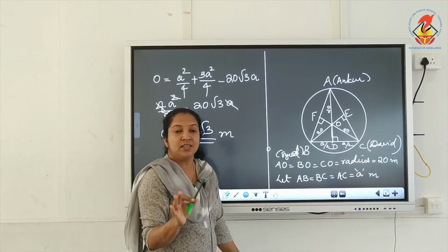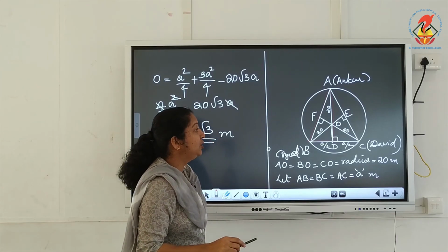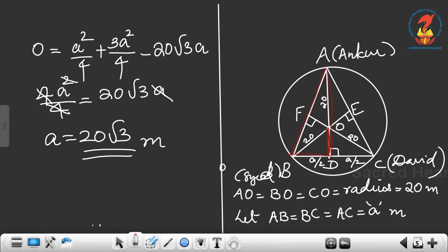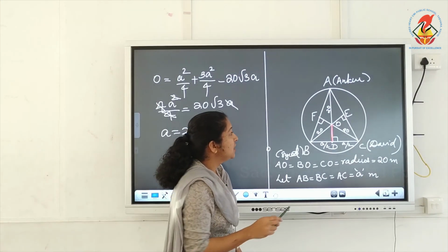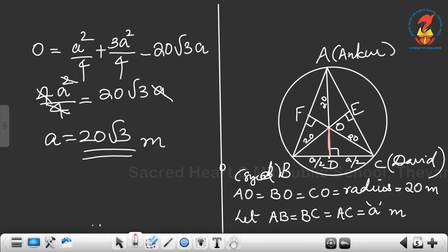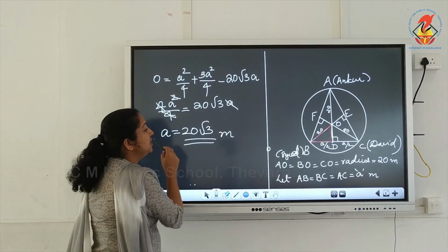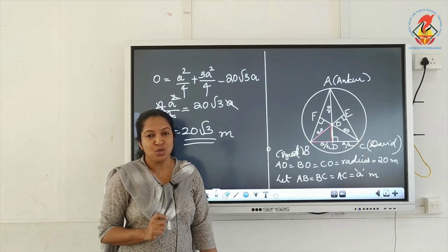First what we have done is, we have taken this triangle and we got the length of AD. After getting the length AD, we got this OD. How did you find OD? OD is equal to total length AD minus OA. After that what we have done is, we have taken this triangle and applied Pythagoras theorem. From that, we are getting a as 20 root 3. So, the length of the string is equal to 20 root 3.